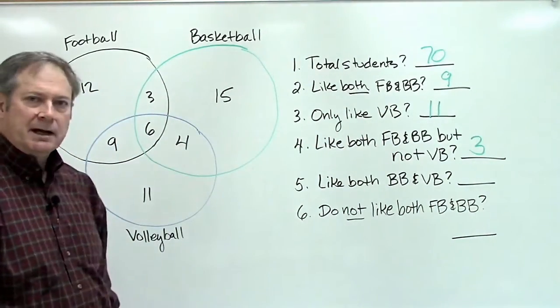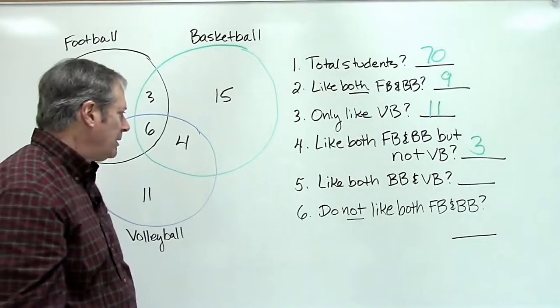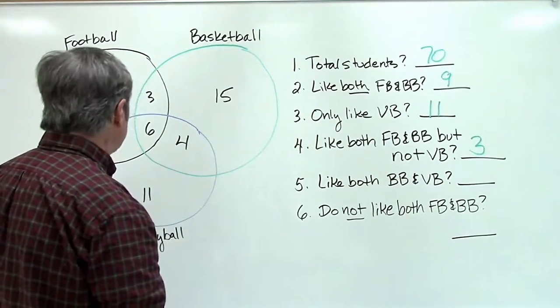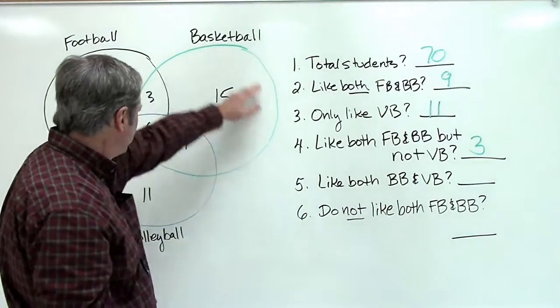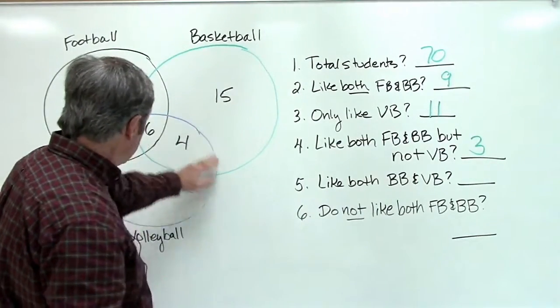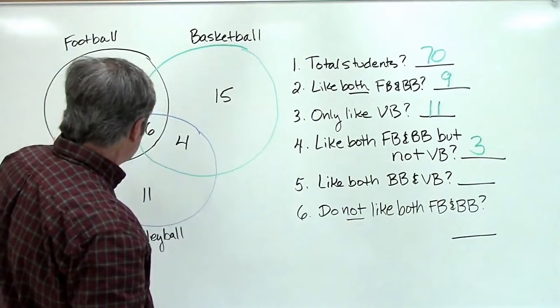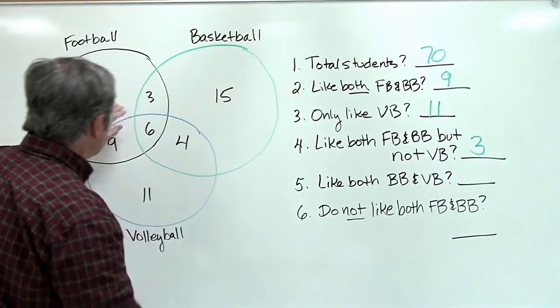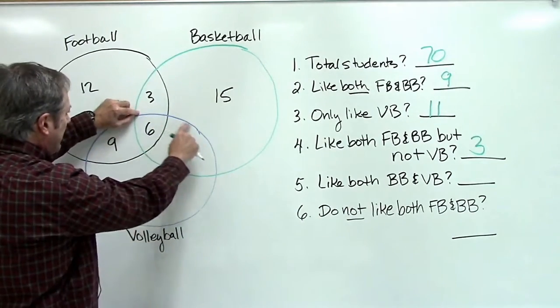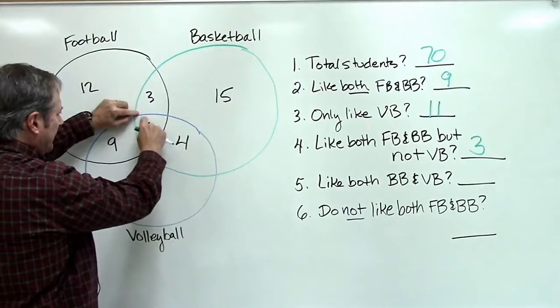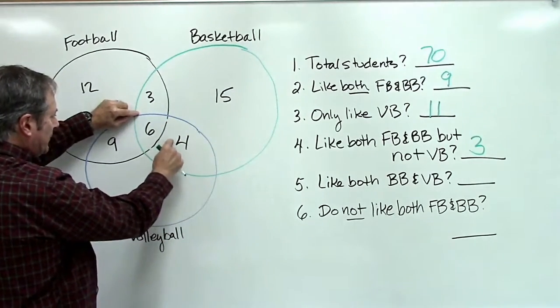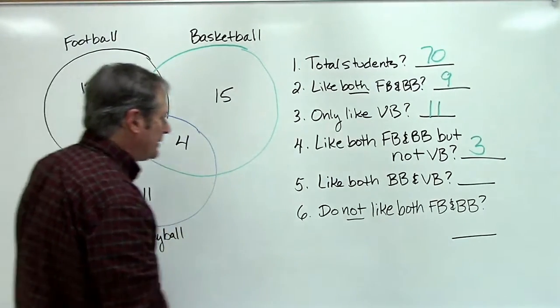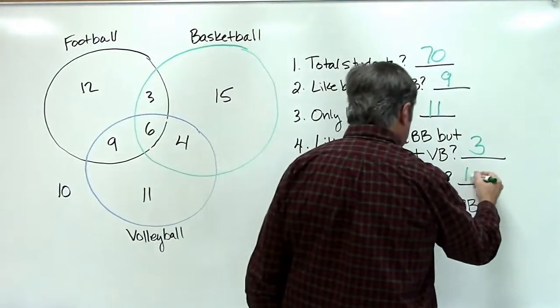Now, how many like both basketball and volleyball? Well, here's your basketball circle, here's your volleyball circle. You have to kind of try to block out the football circle. And in terms of liking both basketball and volleyball, that's this little segment here. So it's 4 students plus 6 students. That would make 10.